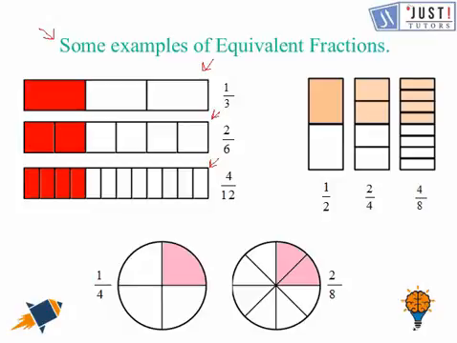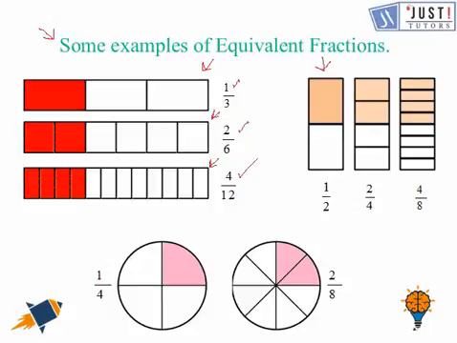Now we have colored 1 part out of these 3, 2 parts out of these 6 and 4 parts out of these 12. So by looking at the picture, we can see that the amount of the chocolate in all of them is the same. In the first one, in the second one, as well as in the third one. So these are equivalent fractions as they look different but give us the same amount of the chocolate.